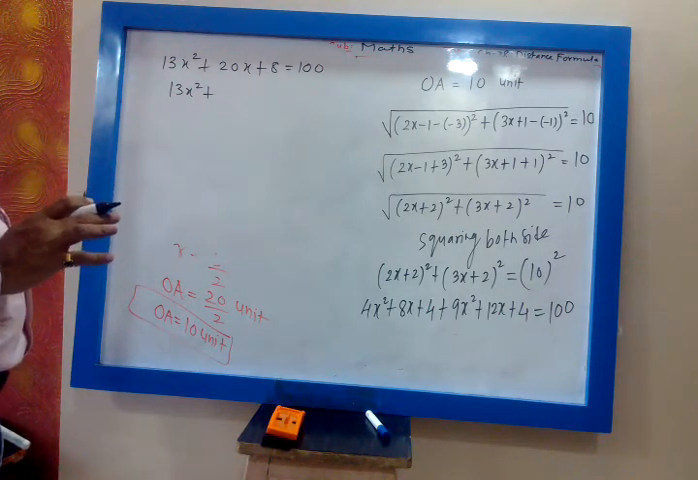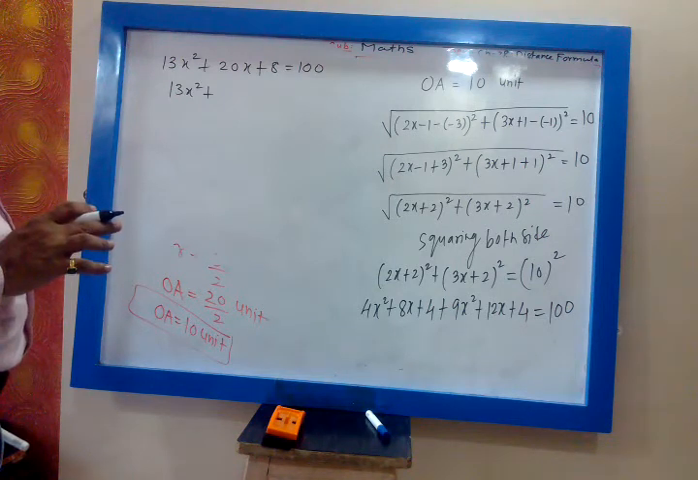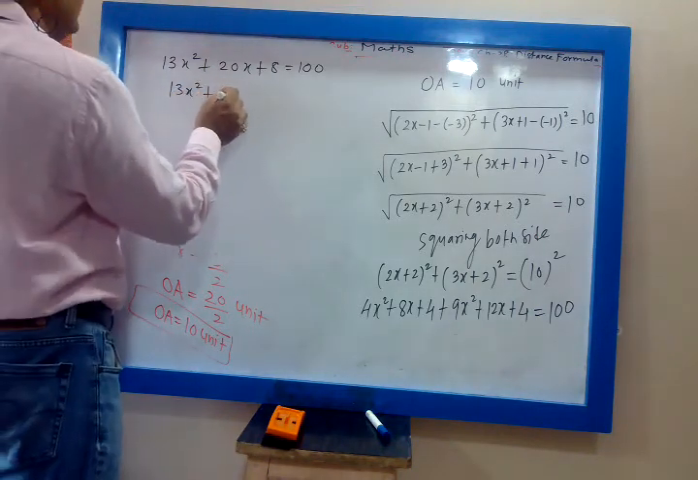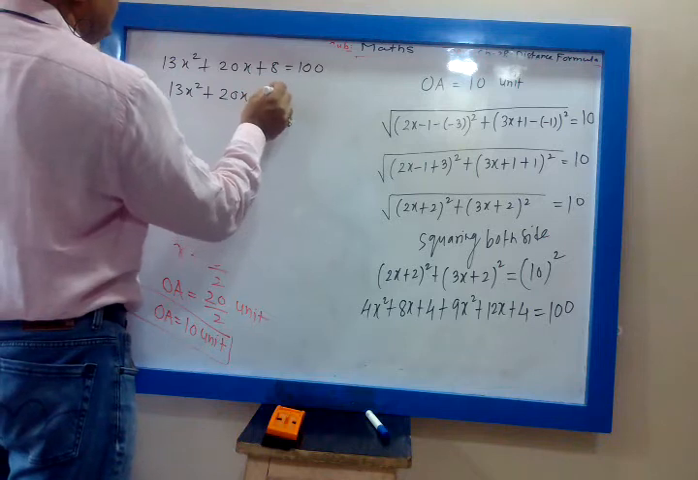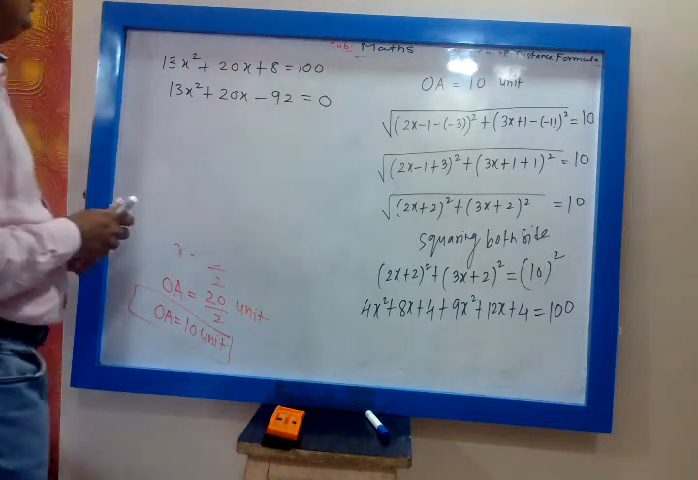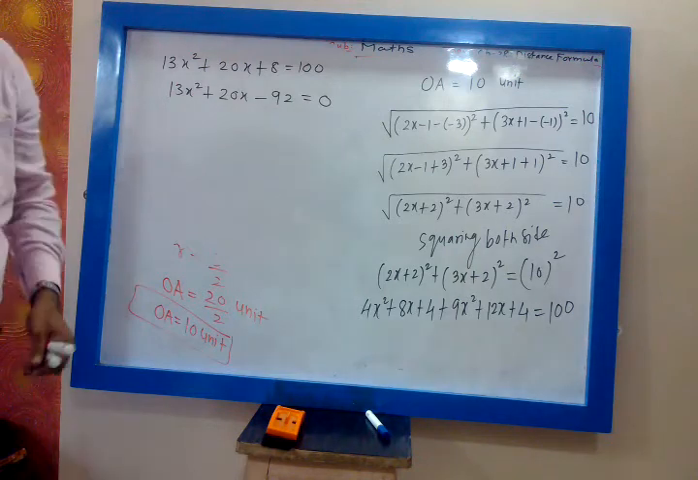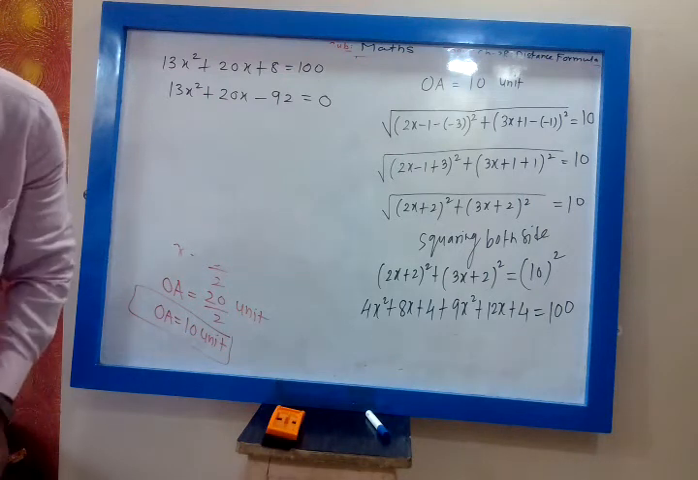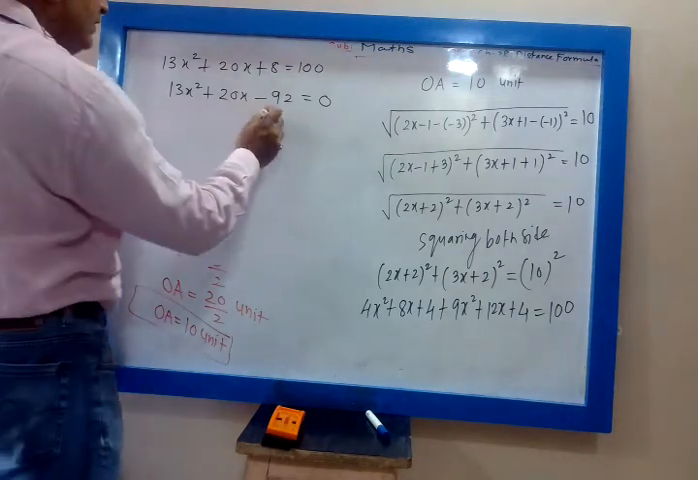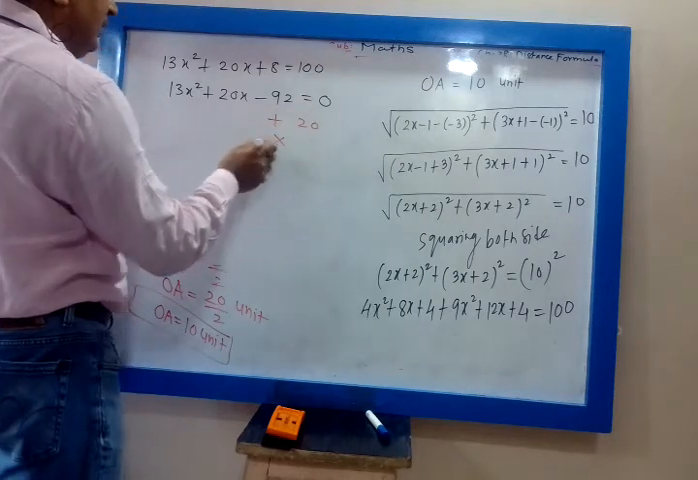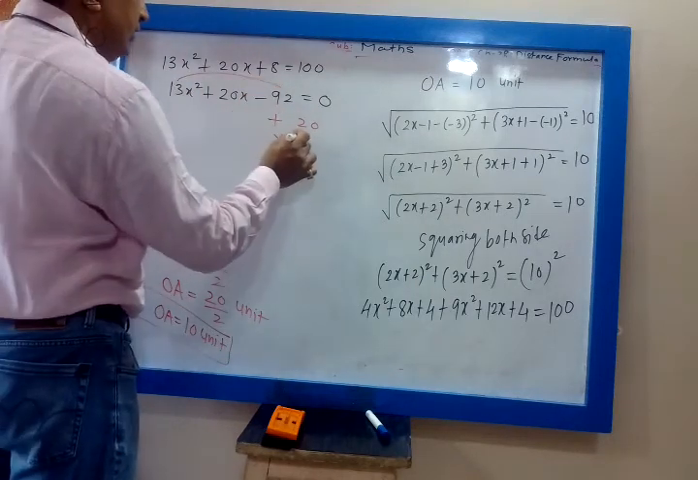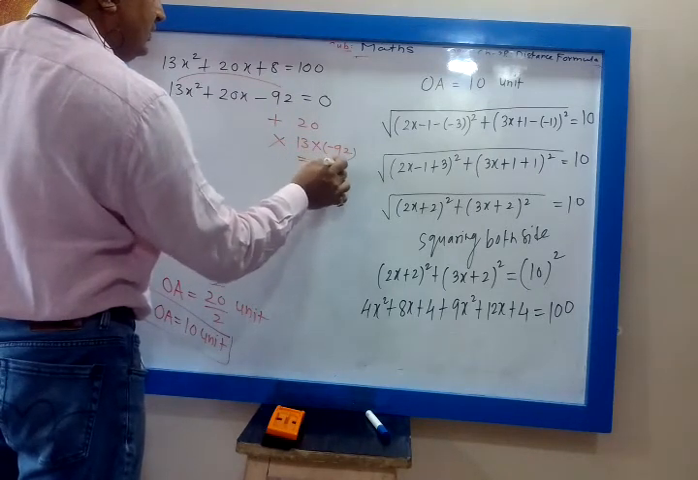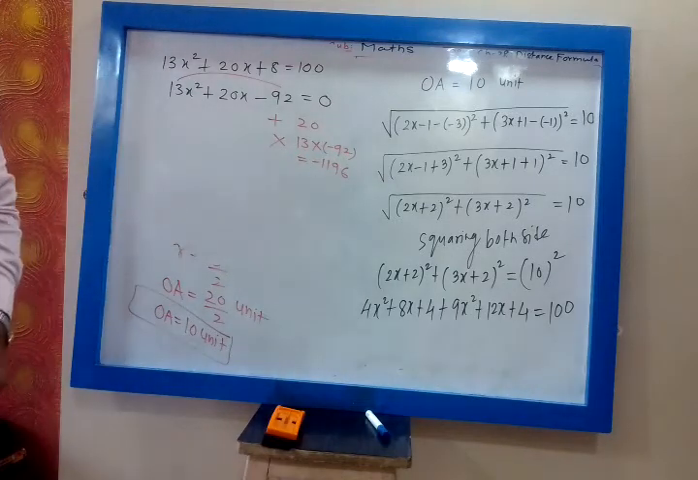Is it clear? Minus 100 plus 8, yes. 13x square plus 20x minus 92 is equal to 0. Find two numbers whose sum is plus 20 and whose product will be 13 into minus 92, that is minus 1196. So what are the two numbers whose sum is 20?